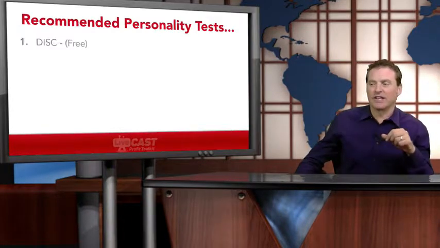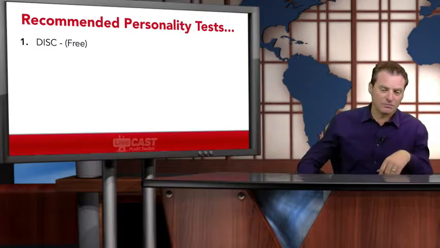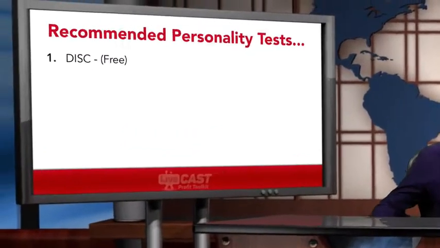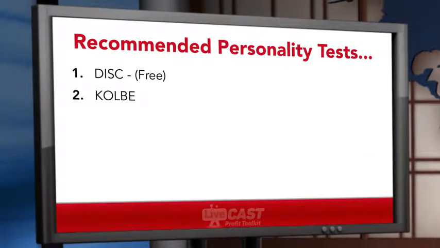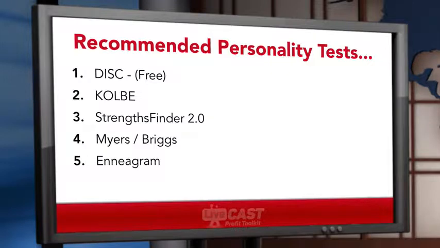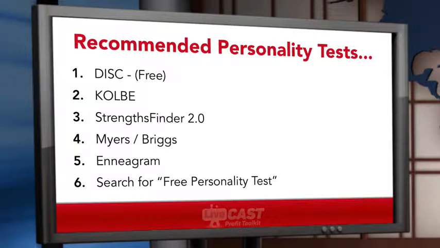Now, specifically, I'll talk about DISC profiles, okay? The next one, which you can get for free, and I'm going to explain where you can get one. Another one is the Colby test. Another one is StrengthsFinder 2.0, and then Myers-Briggs, and the Enneagram. And then if you want to find some of these, you can just search for free personality tests. There's a lot of information available if you just do a little search on Google.